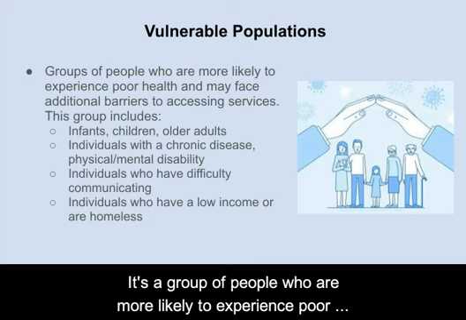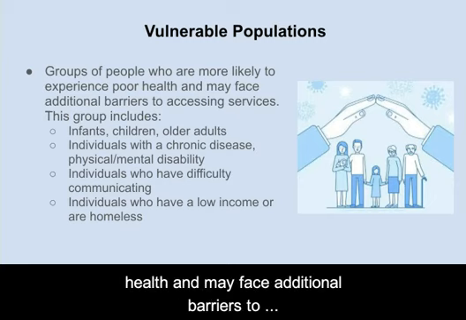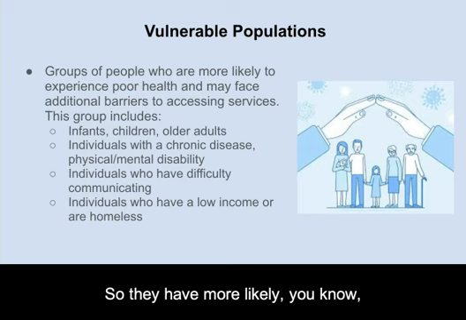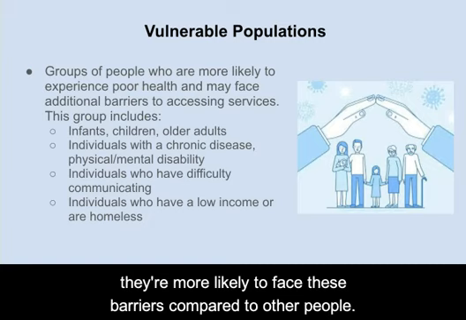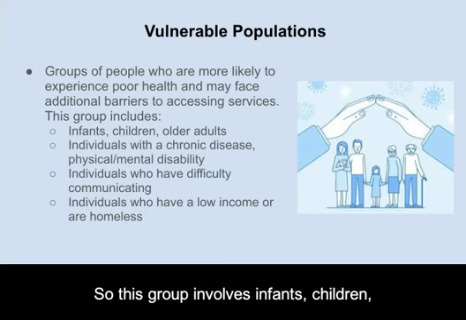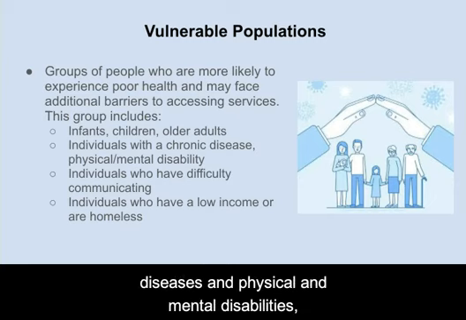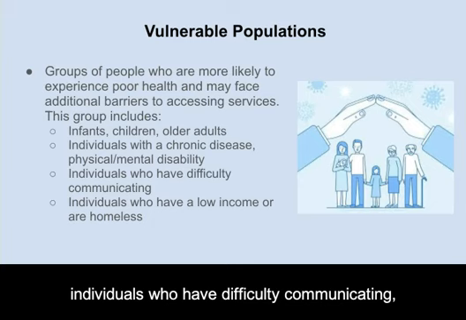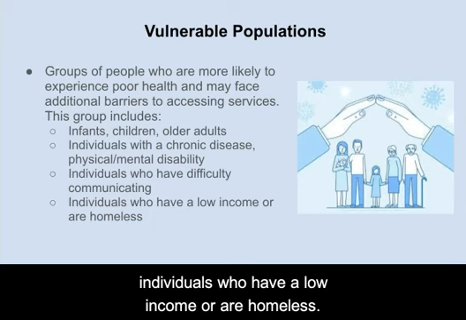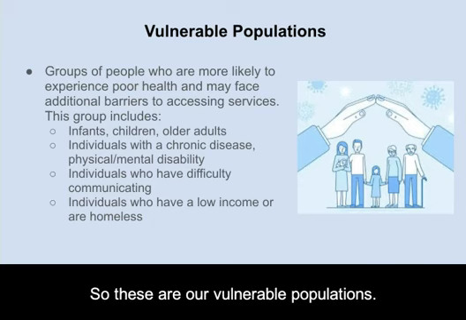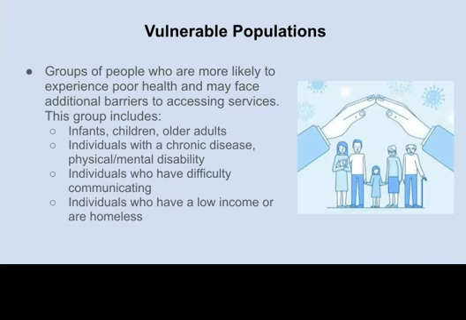What is a vulnerable population? It's a group of people who are more likely to experience poor health and may face additional barriers to accessing services. So they're more likely to face these barriers compared to other people. This group involves infants, children, older adults, individuals with chronic diseases and physical and mental disabilities, individuals who have difficulty communicating, individuals who have a low income or are homeless. So these are our vulnerable populations.